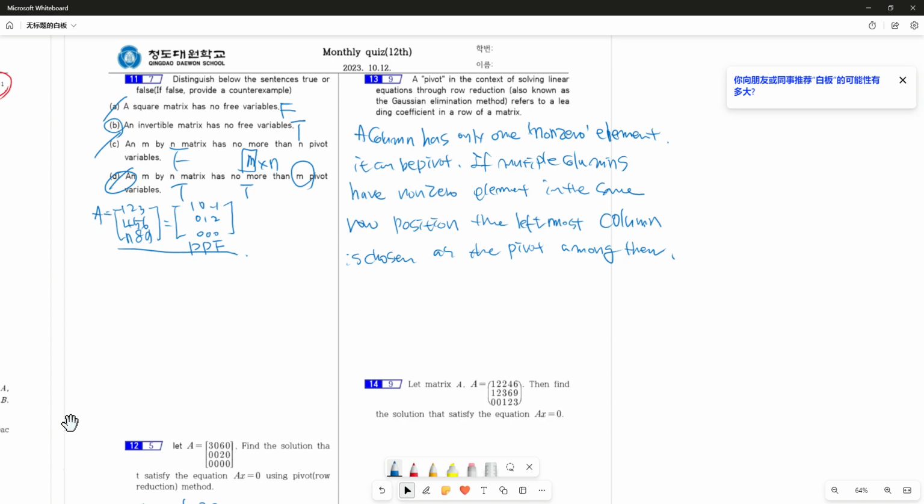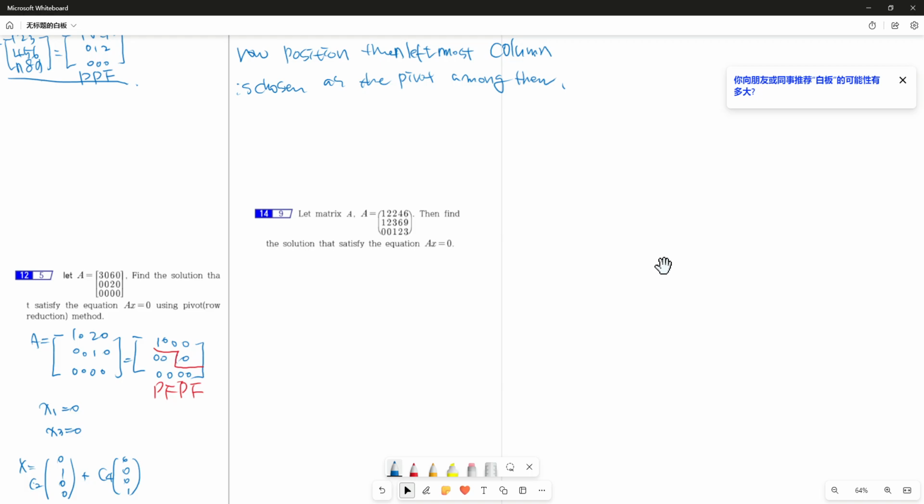The column with only one non-zero element is the pivot. But if multiple columns have a non-zero element in the same row position, then the leftmost column among them is chosen as the pivot. That is the perfect answer for what the pivot is.